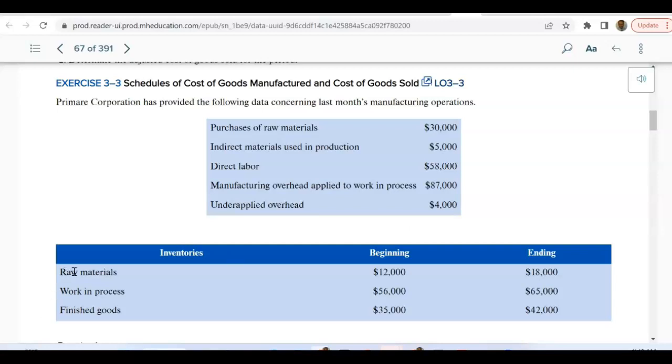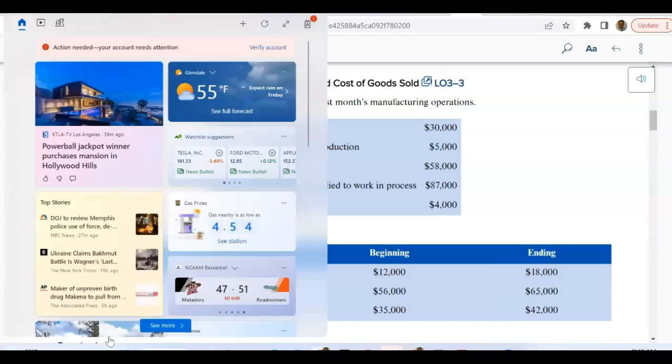Okay, so raw materials, the beginning was 12,000. We purchased 30. So 12,000 plus 30 is 42. 42 minus 18. What is 42 minus 18?